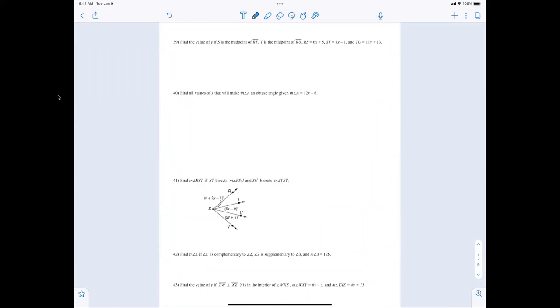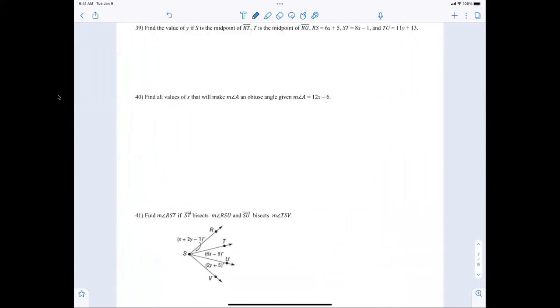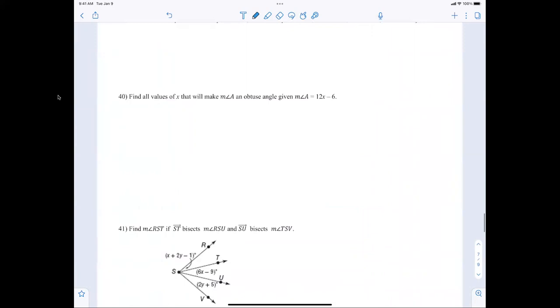Find all the values of x that will make angle A an obtuse angle. So obtuse means it has to be what? Greater than 90. But also what? Less than 180. Everybody should be able to write that.